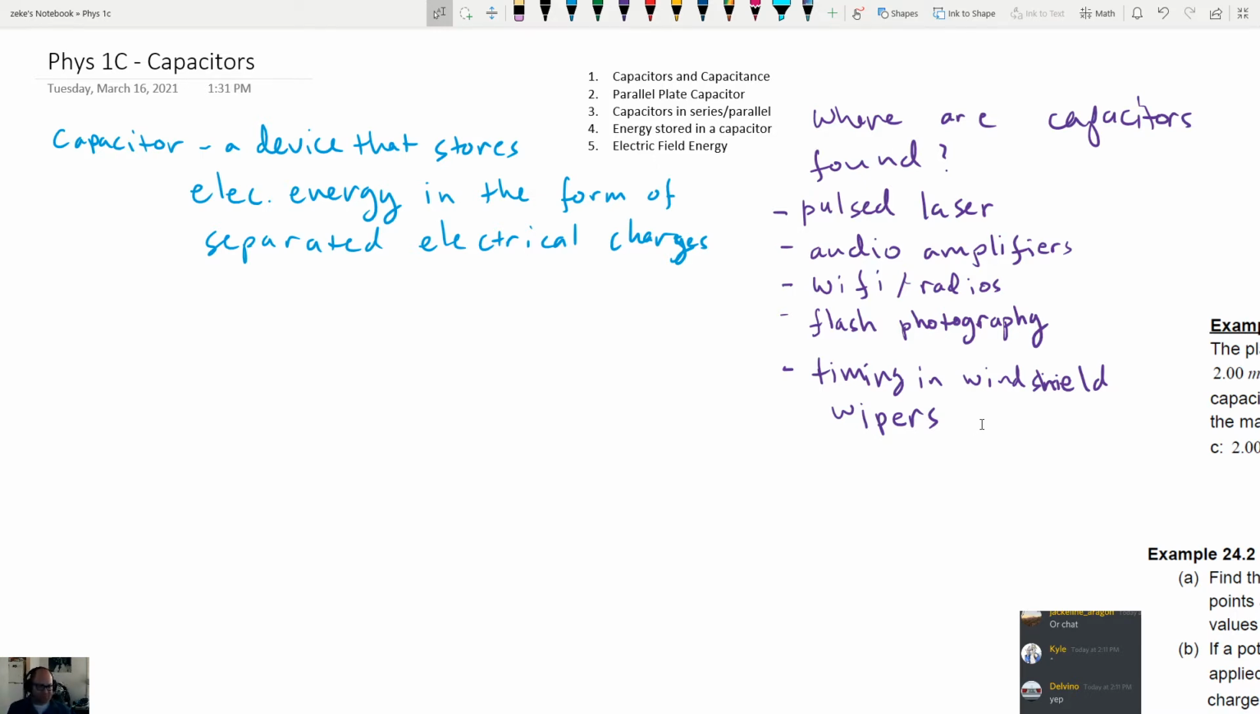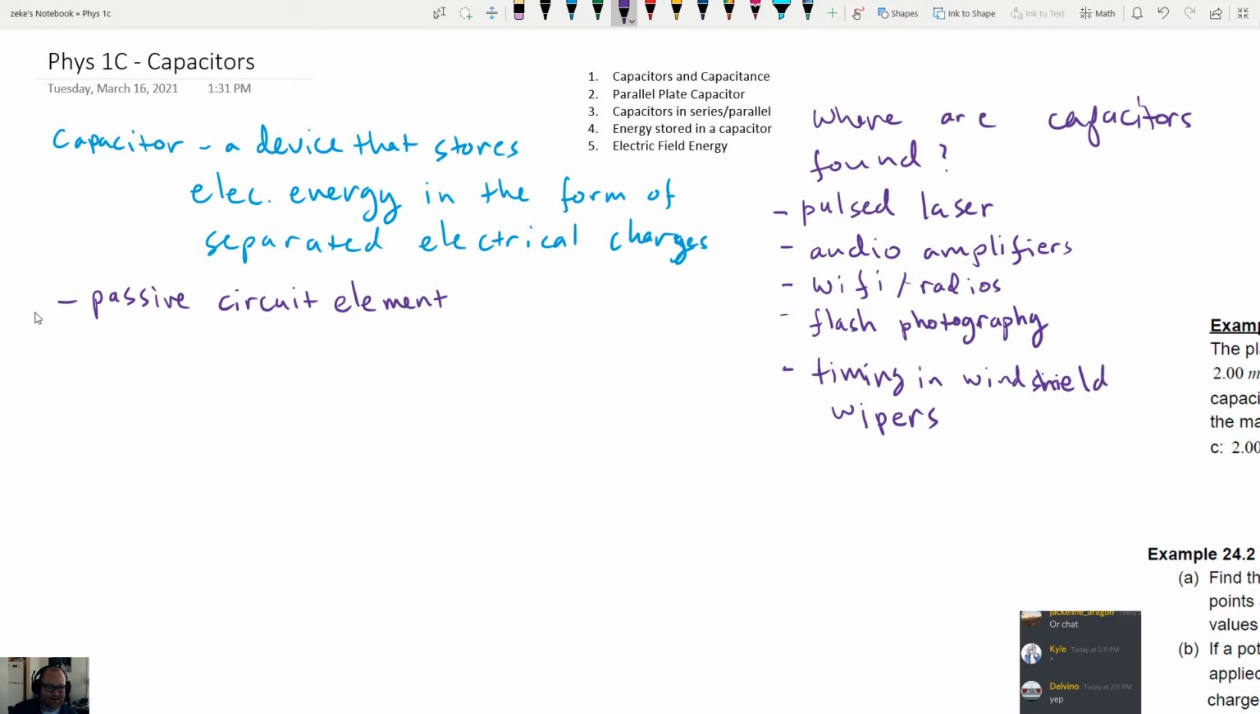Okay, so these are how capacitors are used. This is why you should care about them. What I was trying to say is that a capacitor is one of several what we call passive circuit elements. There are going to be two more that we talk about. One of them I've mentioned quite a bit. It's called a resistor.